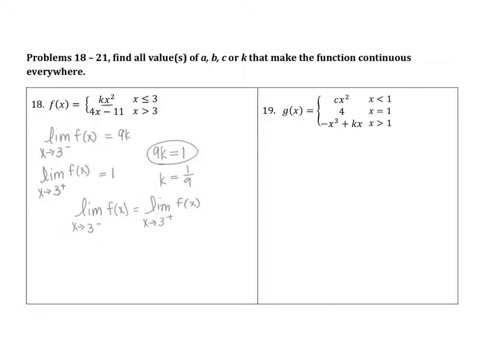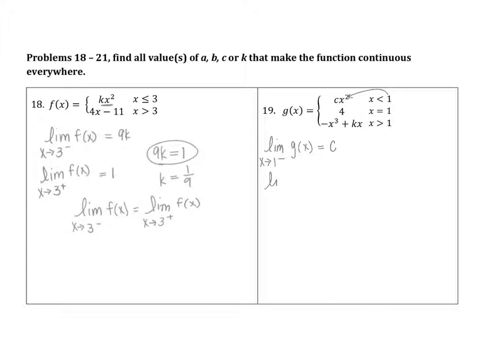Number 19, very similar. Same thing again. We've got to look to see where we're going to be continuous. And so we're looking at 1 here. So looking at this, we have to look at the limit as x approaches 1 from the left of g of x. And it looks like if I plug in 1 here, that's just going to give me c.